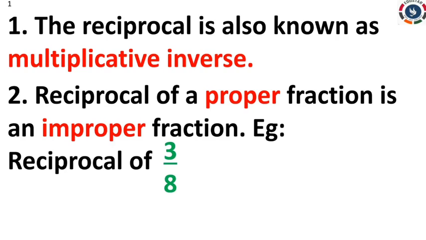Now 3, the numerator, is lesser than the denominator. So it is a proper fraction. So we are going to write the reciprocal of 3 by 8, and you will get 8 by 3. So 8, the numerator, is greater than the denominator. So it is an improper fraction.